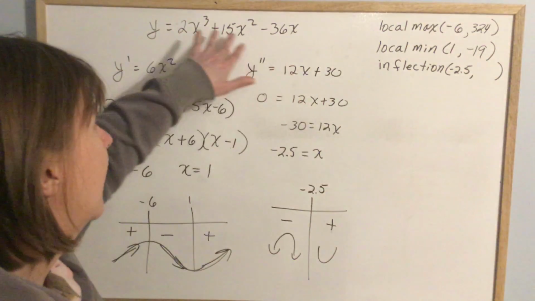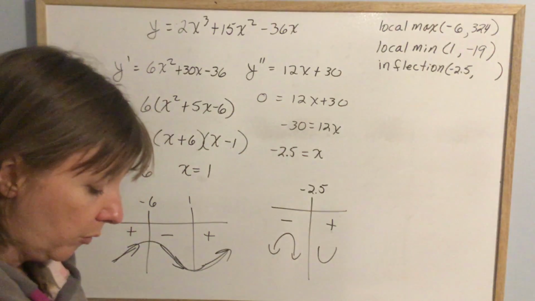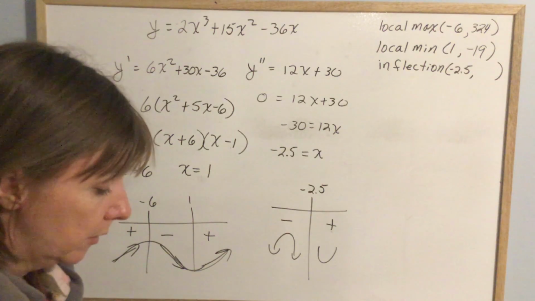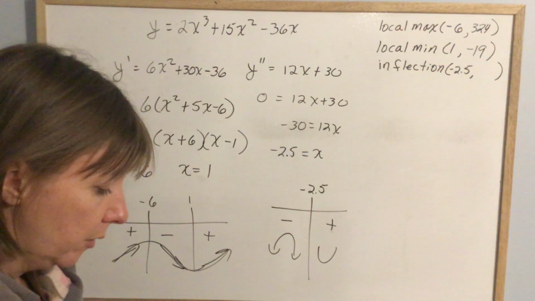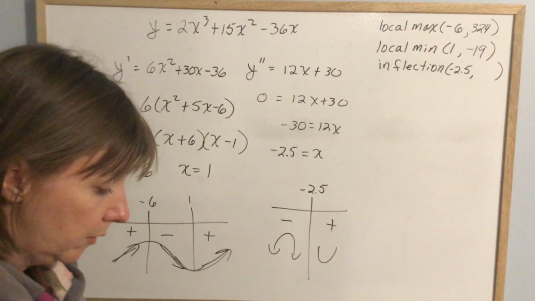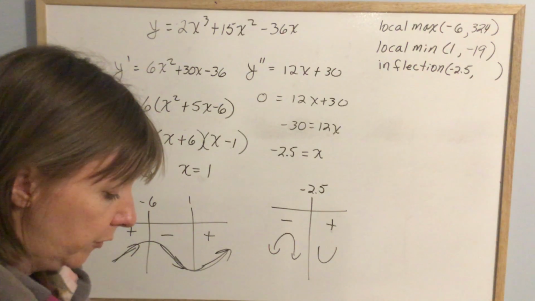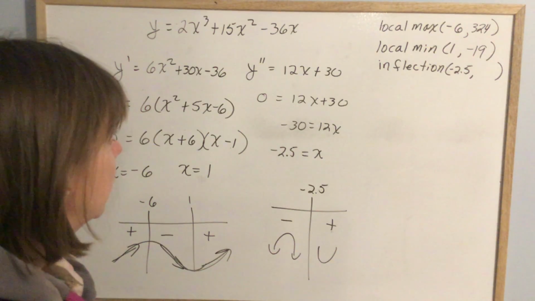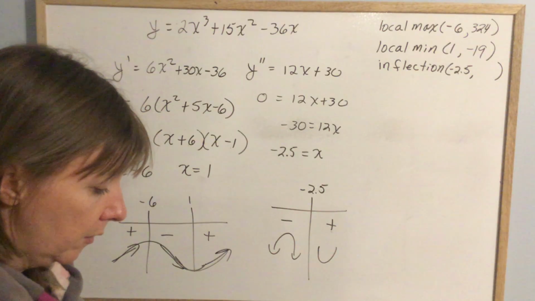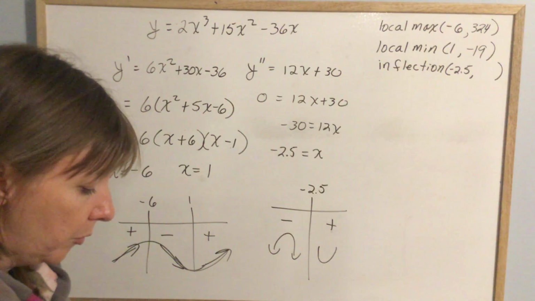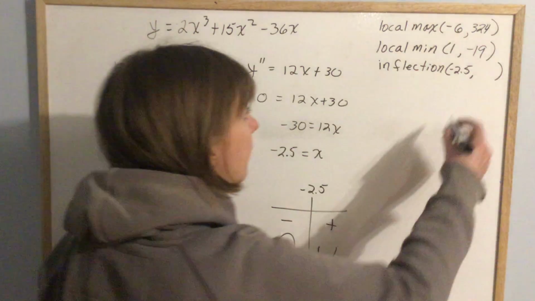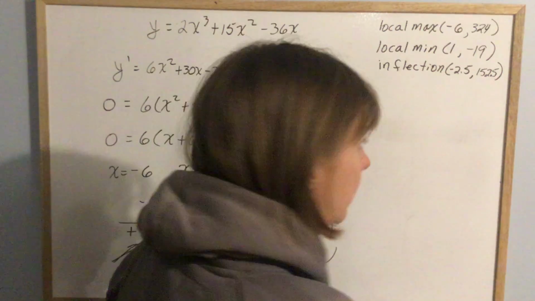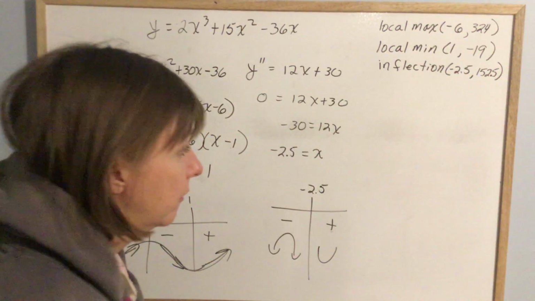Unfortunately, I have to then take that and figure out my y value. So negative 2.5 cubed times 2 plus 15 times 2.5 squared minus 36 times negative 2.5. All right, I get 152 and a half, 152.5. I'm now ready to graph this.